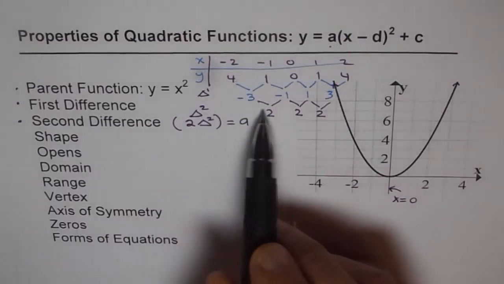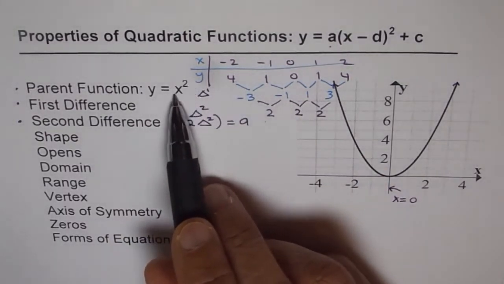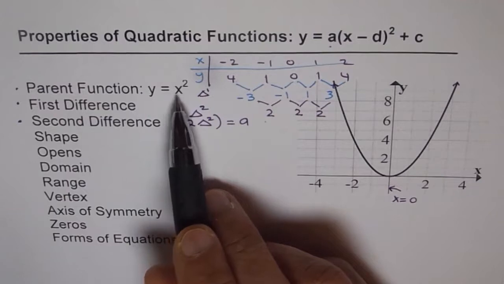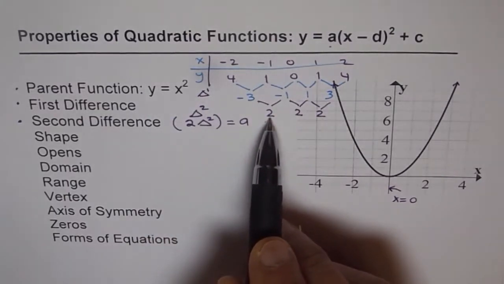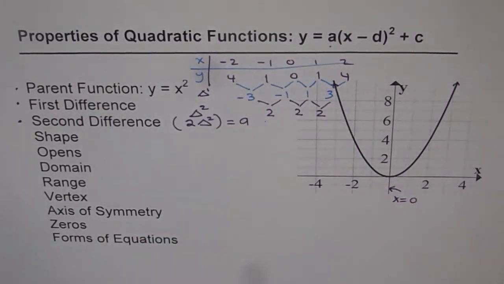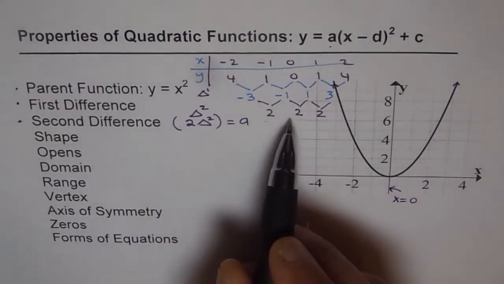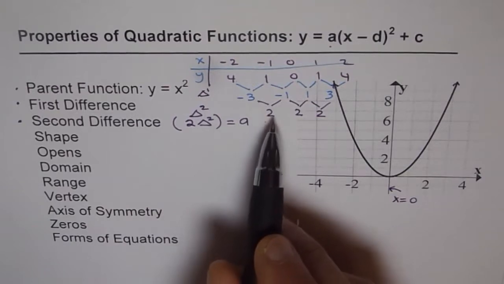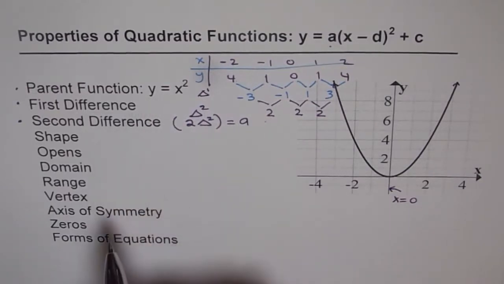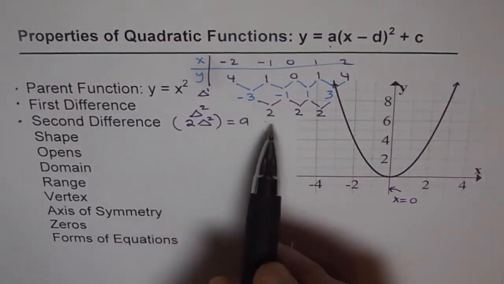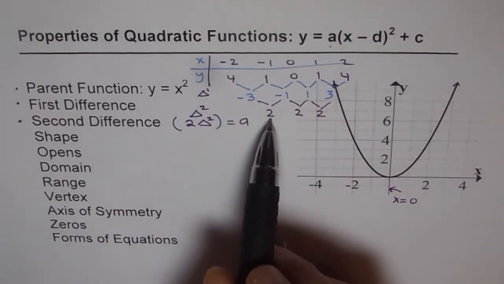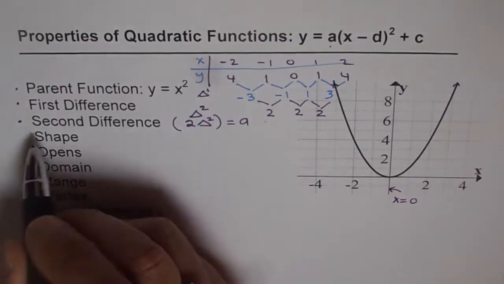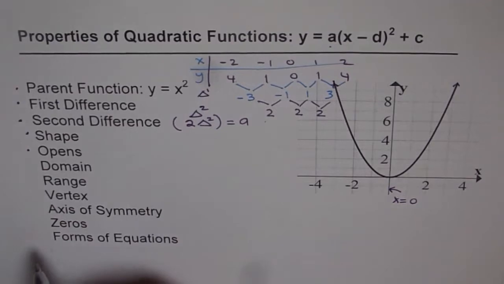So we did the differences for y equals x squared, which had a leading coefficient of 1, but the second difference of 2, twice 1. So you can experiment with different forms of equation and check whether the second difference is really 2 times the a value or not, right? As you can see, the sign of the difference also tells you in which direction the parabola is going to open, right? Now let's get into the shape and opening of the parabola.